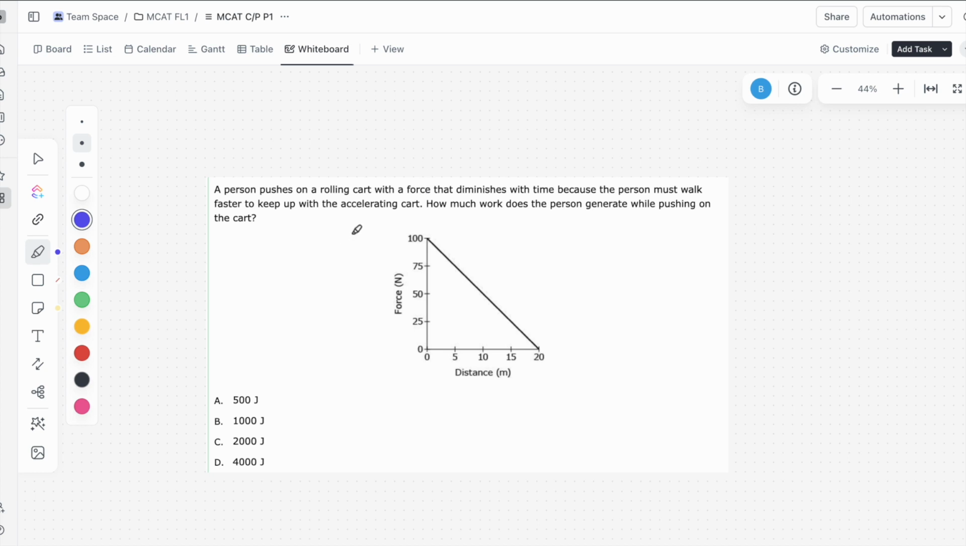All right, so this is the last question of the ChemPhys section. This is the last discrete. It says, a person pushes a rolling cart with a force that diminishes with time because the person must walk faster to keep up with the accelerating cart. How much work does the person generate while pushing on the cart?